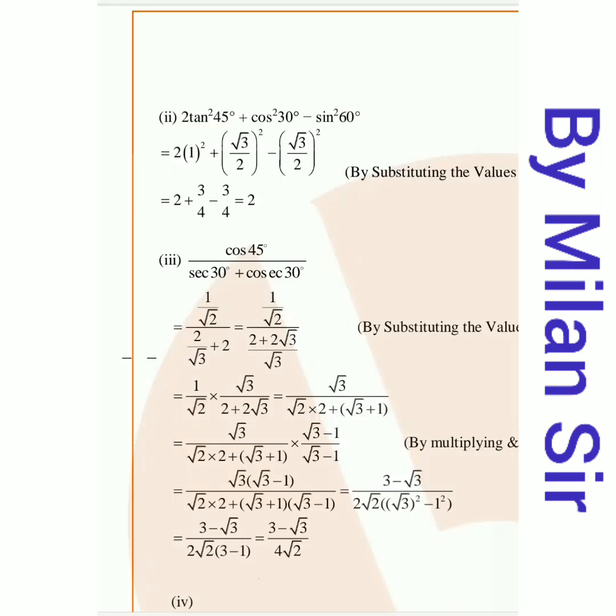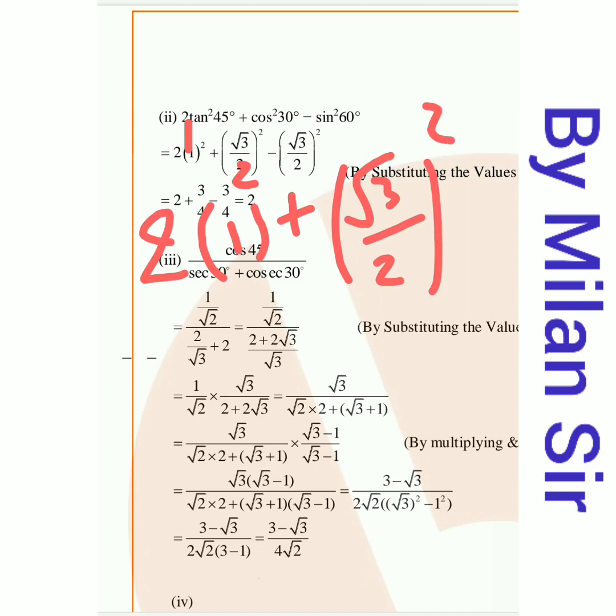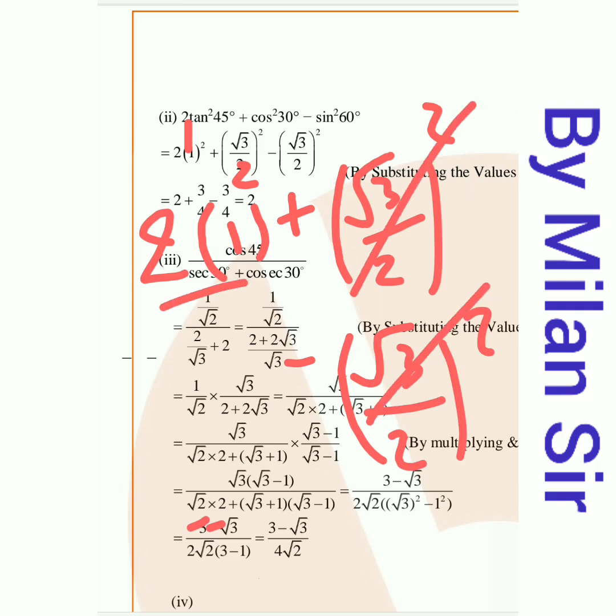Question number 2: 2 tan square 45 plus cos square 30 minus sin square 60. So here 2 as it is, tan 45 is 1 and all square, plus cos 30 is root 3 by 2, all square. Then minus sin square 60; sin 60 means root 3 by 2, all square. So plus (root 3 by 2) square and minus (root 3 by 2) square cancel. Finally we got 1 square is equal to 1, and 2 ones are 2. So our final answer is 2.